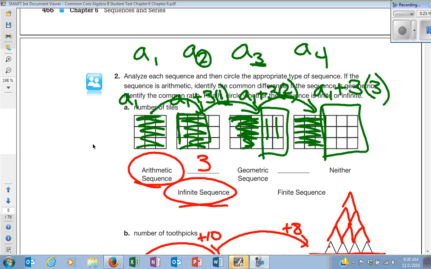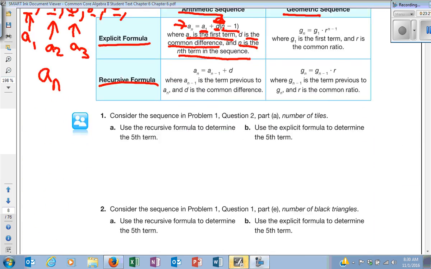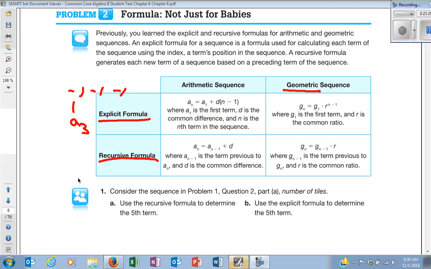So the explicit formula is really nice because it can find any term. With the explicit form, I can find any term in the sequence. All you have to know for this is, think about the things you need to know. You need to know your starting point. You need to know your common difference. And you need to know what term you're trying to find. So if you have that, you're golden. That makes sense? Now watch what the recursive formula does.